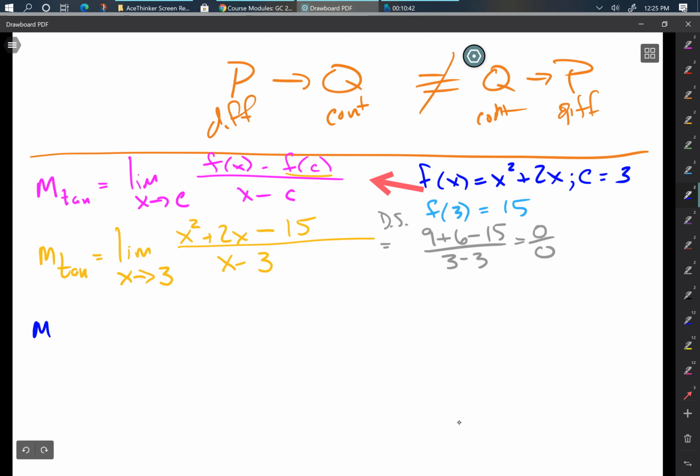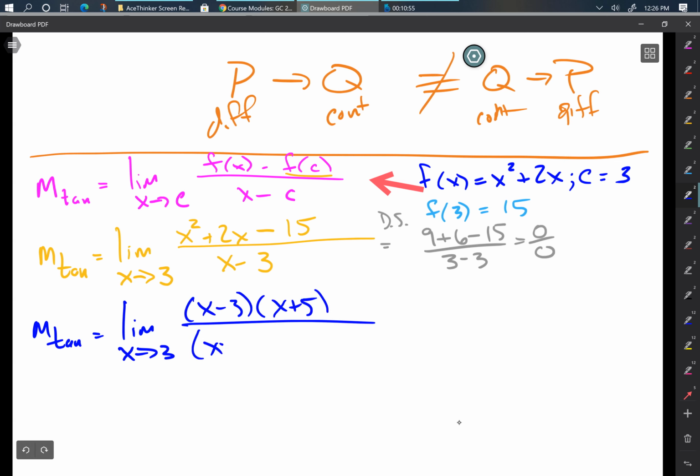So then I get the slope of the tangent line is going to be equal to the limit as x approaches 3 of x minus 3 times x plus 5, just factor the numerator, divided by x minus 3. So what's this? Well, that's the 0 over 0, so we're going to ignore that and do direct substitution on what's left. And so I get 3 plus 5, or 8. So the slope of the tangent line to the curve at the point is 8.